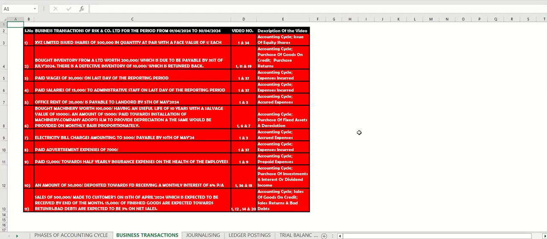And if you move to the next, the second business transaction, which is bought inventory from A Limited worth 2 lakhs, which is due to be payable by 31st of July 2024. And there is a defective inventory of 10,000 which is returned back. So what are the concepts or topics which are being covered as part of the business transaction?